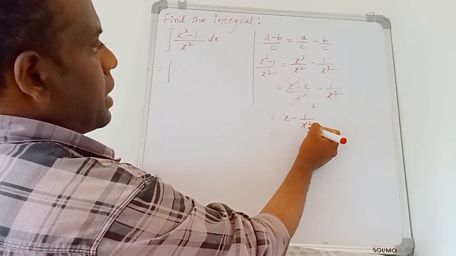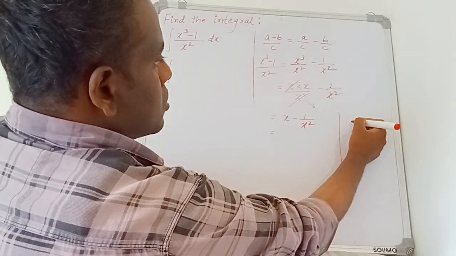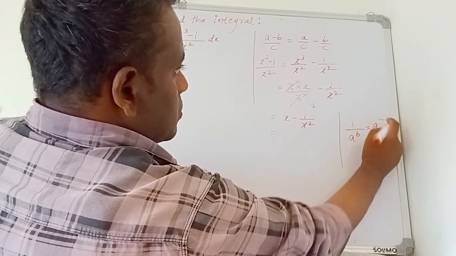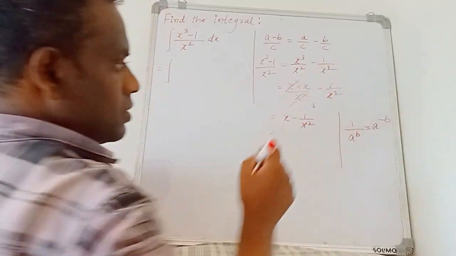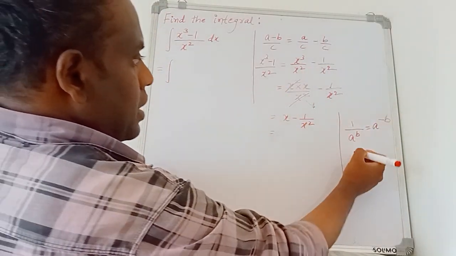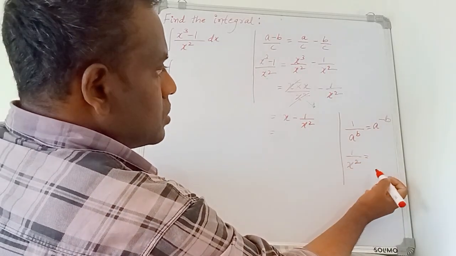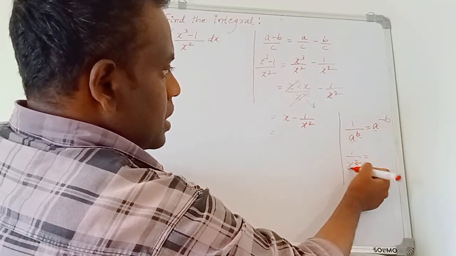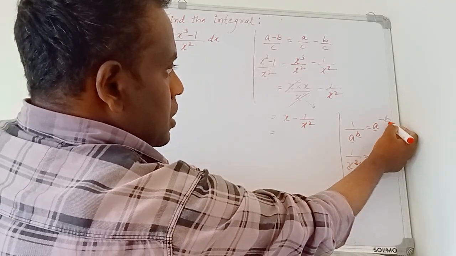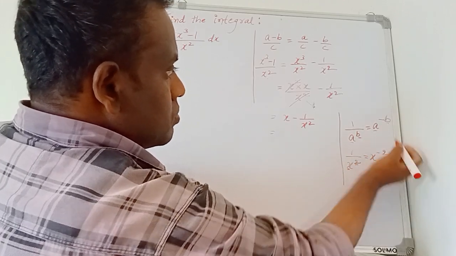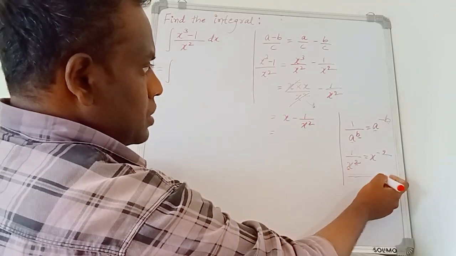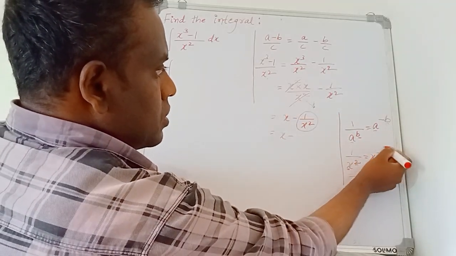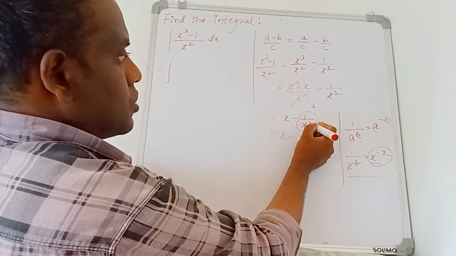Now again we have to simplify this 1 by x square. So you will use this formula: 1 by a to the power of b is equal to a to the power of minus b. I will take this 1 by x square. In place of a we have x, in place of b we have 2. So according to this formula, in place of a, x, this minus will be as it is, and in place of b, we have 2. So 1 by x square is equal to x to the power of minus 2. In place of this I have written this.